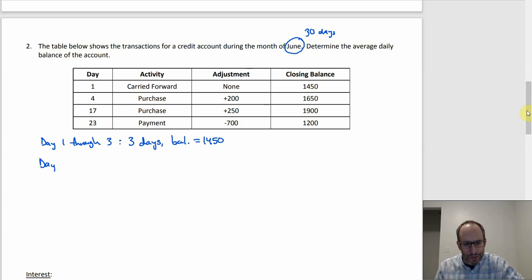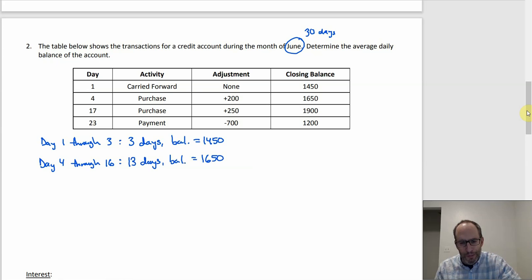Then we have day 4 through 16, right? So 4 through 16, you're going to have that balance after that $200 purchase. So 4 through 16 is 13 days. All right, 16 minus 3. And then the balance is going to be $16.50. Then there's another purchase on day 17. So day 17 through 22. So that's 6 days, and the balance is $1,900.